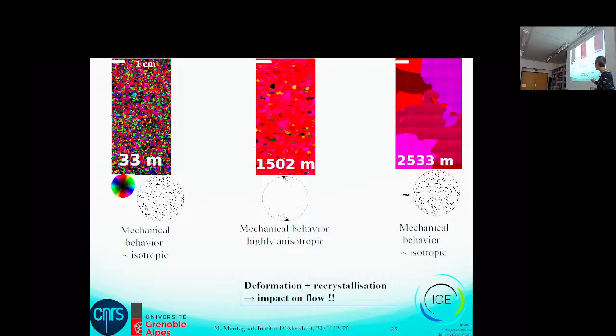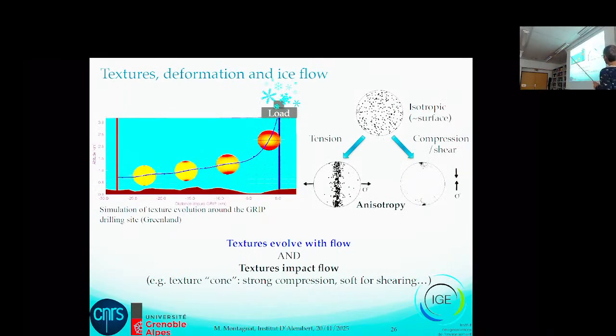So in fact, both mechanisms of deformation, so the viscoplasticity that is responsible for those textures to happen, and the dynamic recrystallization that is also responsible for some specific textures to happen, have some impact on the flow. So it has been modeled. So here is a simulation of texture evolution around the GRIP ice core. And you see that if we take into account the possibility of texture to evolve in the large-scale flow modeling, then we are able to simulate that we start from a nearly isotropic ice, and we get to a very concentrated texture, so a very anisotropic ice.